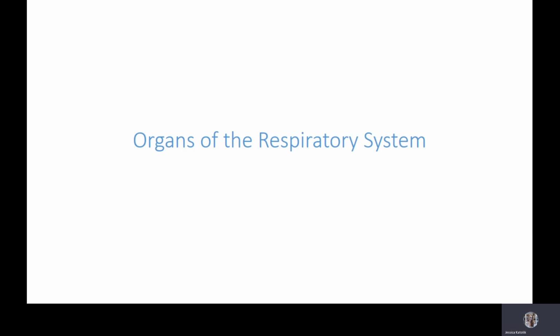My goals for you for this lecture are to, one, be able to identify the organs of the respiratory system on a diagram; two, be able to trace the pathway of air starting at the nose and going to the alveoli, and be able to trace it going from organ to organ to organ. And lastly, I would like you to be able to know the function of each organ of the respiratory system. So let's get into it.